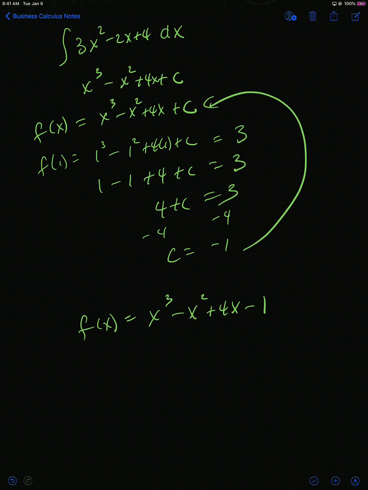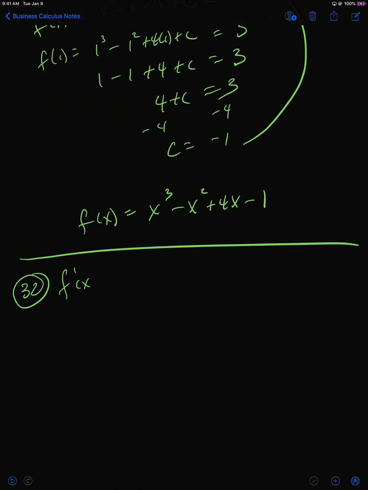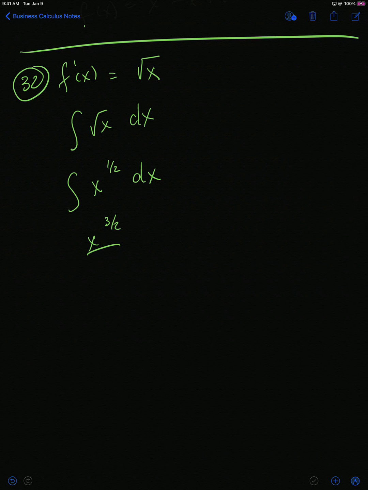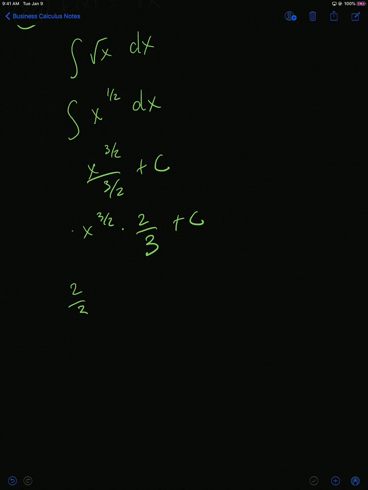More of the same. Number 32. F prime is equal to the square root of x. Therefore, I have to take the antiderivative of the square root of x, which is the antiderivative of x to the 1/2, which is x to the 3/2 over 3/2 plus c, which is x to the 3/2 multiplied by 2 over 3, which is 2/3 the square root of x cubed plus c.